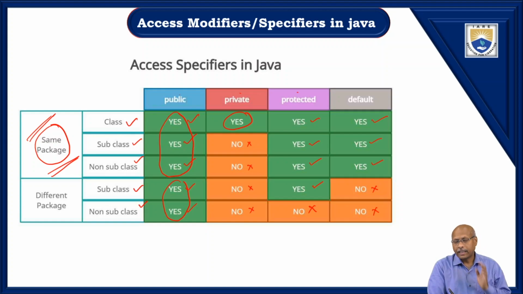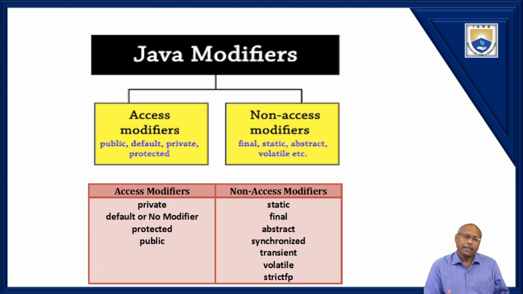So these are the access specifiers you have to use for your member. That member may be a variable or that member may be a method of a class. Remember, access modifiers and specifiers are both the same. And these are Java modifiers, but the access modifiers are of two types.